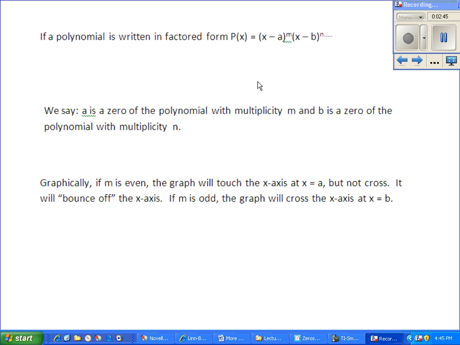So if a polynomial is written in the factored form, (x subtract a) to the power of m, (x subtract b) to the power of n, etc., we say a is a 0 of the polynomial with multiplicity m, and b is a 0 of the polynomial with multiplicity n. Graphically, if m is even, the graph will touch the x-axis at x equals a but not cross. It will bounce off the x-axis. Whereas if m is odd, the graph will cross the x-axis. So if the multiplicity is odd, the graph will cross.